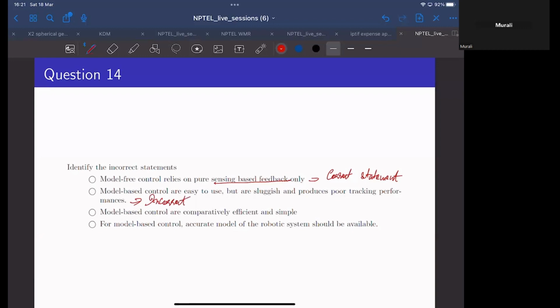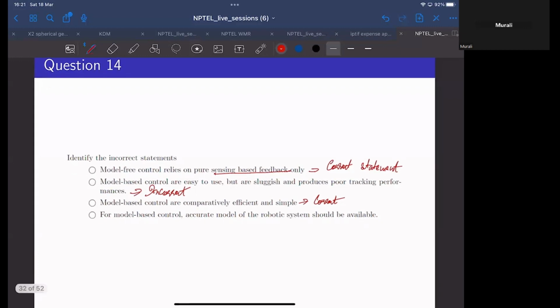Option 3 says model-based control is comparatively efficient and simple. That is also correct, but you cannot call it robust. It can be efficient and simple because it might not be very difficult to derive a dynamic model of a robot. We have seen that in the course. You cannot call it robust, but it's comparatively efficient, in that it's much faster than motion-based control.